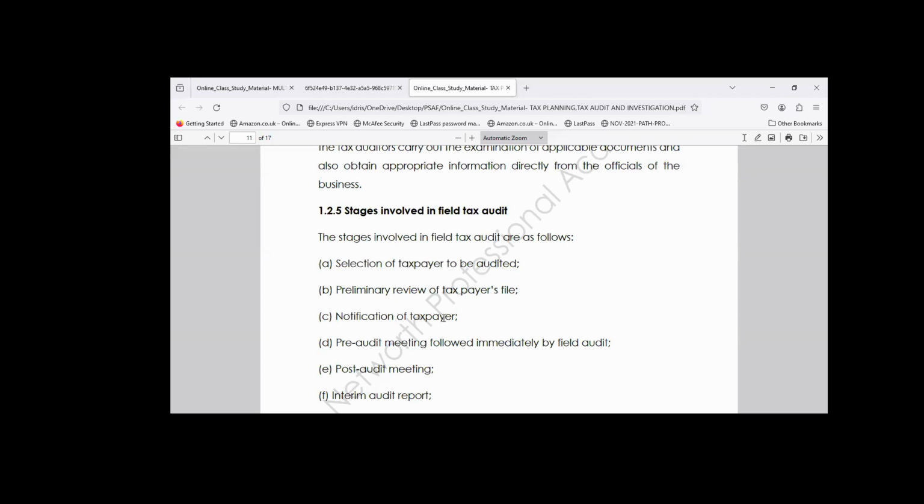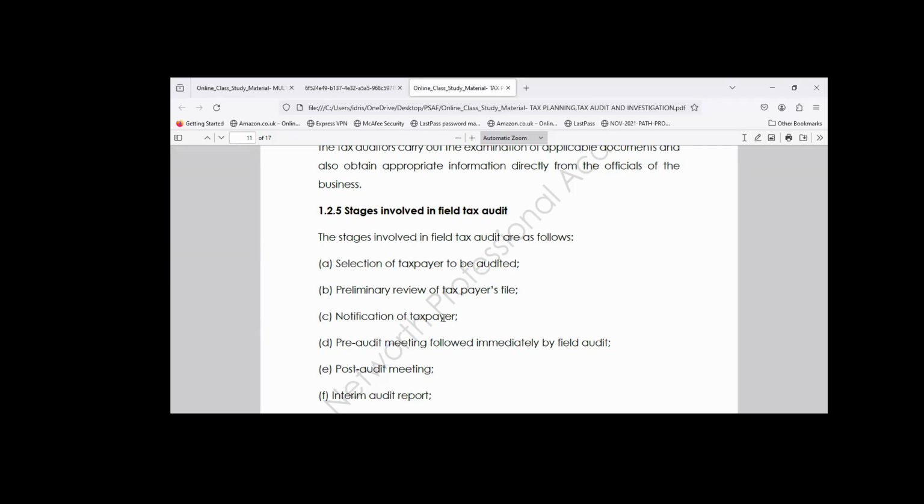At the point of your review, you will come up with a report. After you finish your field audit, you hold a post-audit meeting. You tell them, I finished my audit. This is the outstanding document remaining. Before I conclude my report, I would like you to submit those outstanding documents so that I can incorporate them in my report.